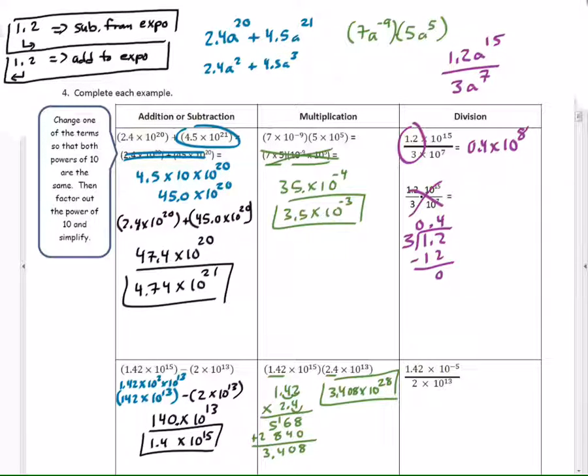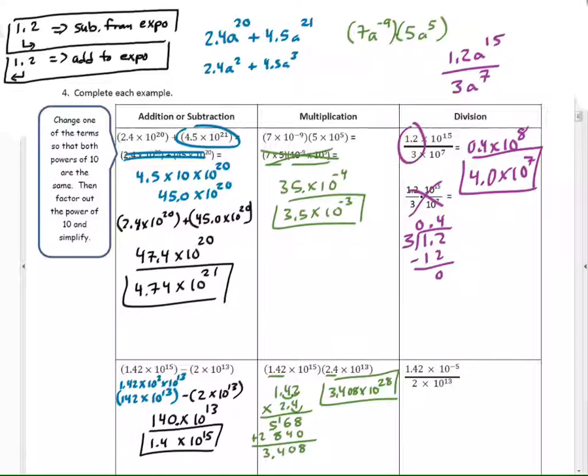Now, is this proper scientific notation? No. The decimal has to be after the first non-zero number. So it's going to be 4.0 times 10. Now what's going to happen to my exponent? Subtract. I moved the decimal to the right, so you subtract from the exponent: 7.